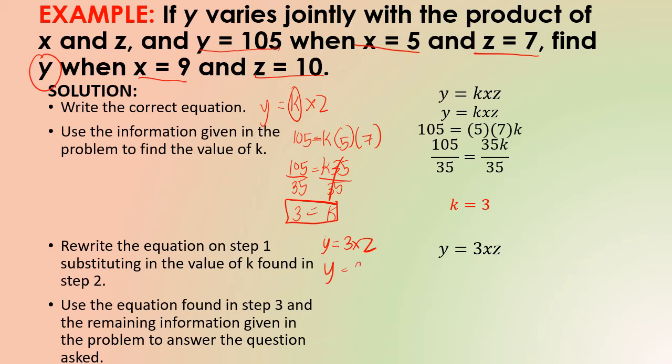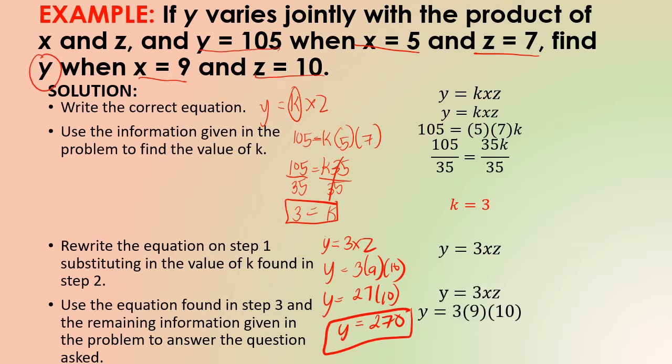So, meron tayong constant when x is equals to 9 and z is equals to 10. So, ngayon, multiplication na lang. Pwede kayo mag-calcu or madali lang naman din naman. 3 times 9, that is 27 times 10. Y is equals to 270. So, ang hinahanap ay y. Nakuha natin. So, tingnan nga natin kung tama. 3xy, 3 times 9 times 10, that is 270.